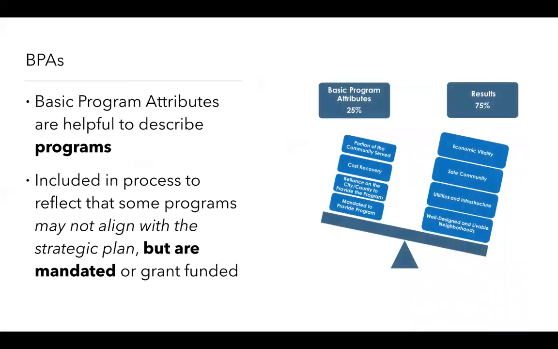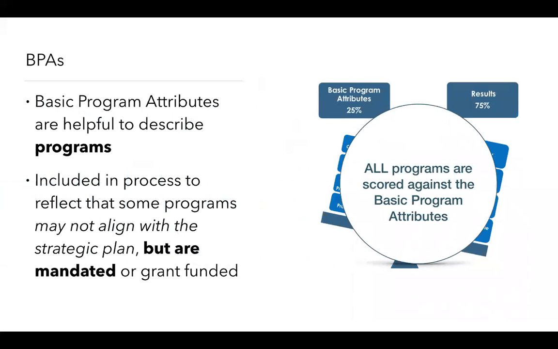Just a reminder about how we weight our results or our scores. So the results that you all have defined as specific to your organization have a 3-to-1 weight to the basic program attributes. So anything that has been uniquely defined for Kansas City Parks will have a weight of 3, whereas the BPAs have a weight of 1, with the exception of mandate, which has a higher weight of 2. All programs are scored against your results, and all programs are scored against your BPAs.